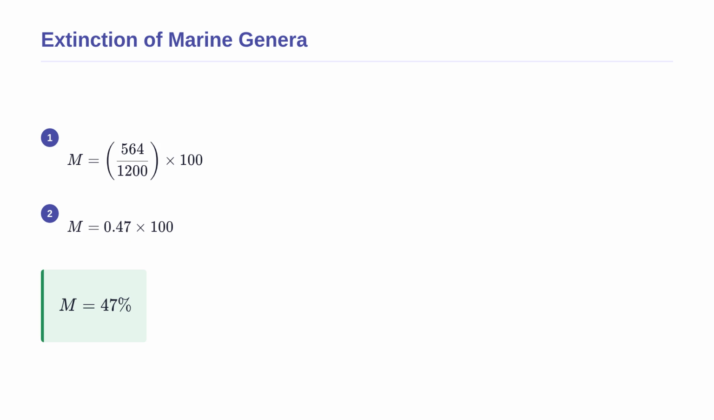First, we substitute our values into the formula, placing 564 in the numerator and 1,200 in the denominator. Performing the division gives us a decimal of 0.47, which represents the raw proportion of loss. Finally, we multiply by 100 to convert this into a percentage. The final answer is 47%. Physically, this means nearly half of all marine genera in this ecosystem were completely wiped out, reflecting the severe collapse of the ocean's food chain due to the lack of sunlight.